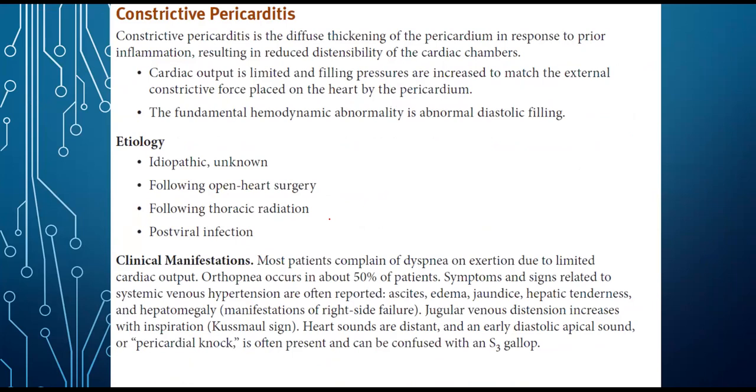Moving on to constrictive pericarditis. Not very important, but just have an idea. So constrictive pericarditis is the thickening of the pericardium, especially if there was a previous inflammation of the pericardium. In response to that, sometimes the pericardium can get a chronic thickening. So what will happen if the pericardium gets thick? It will get reduced distensibility.